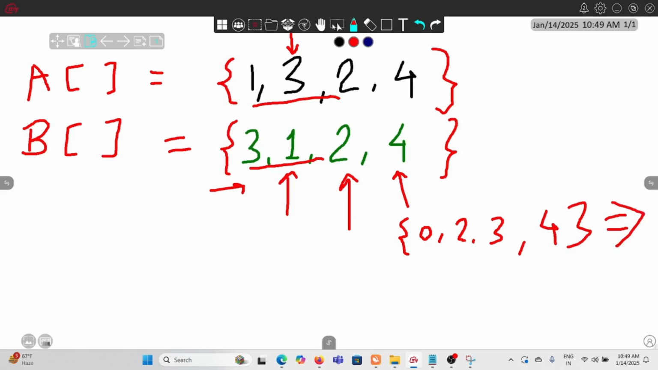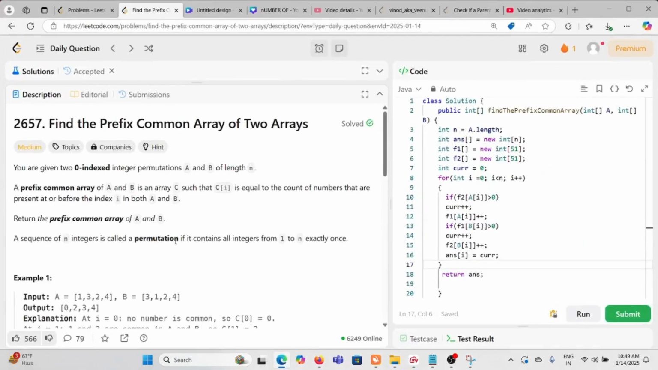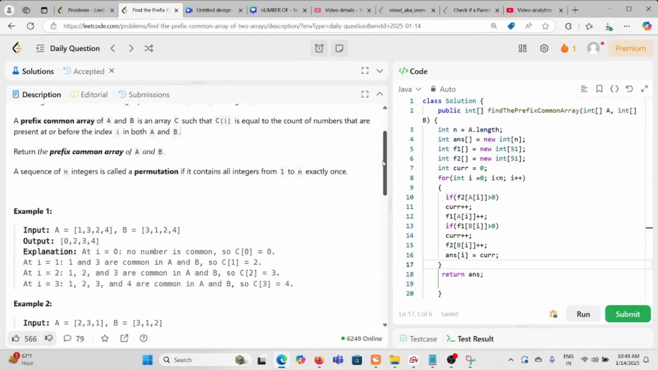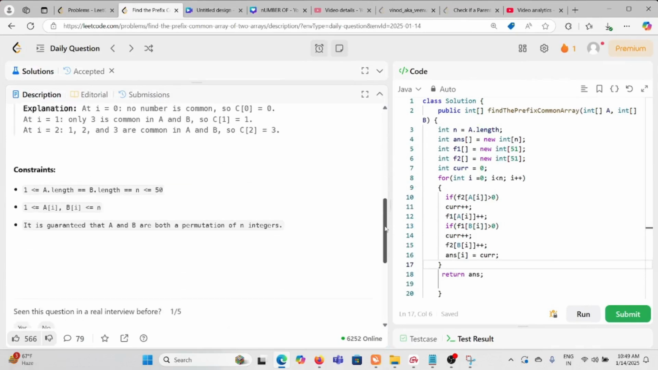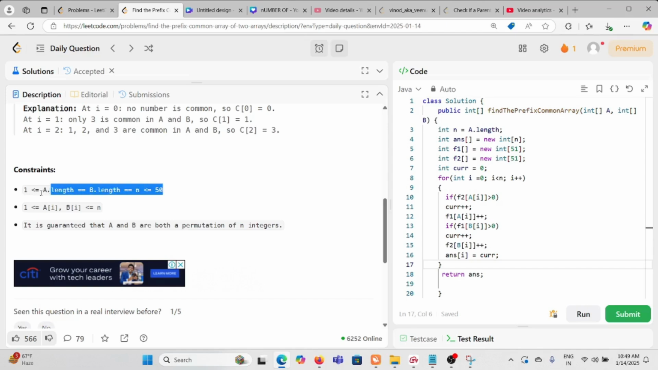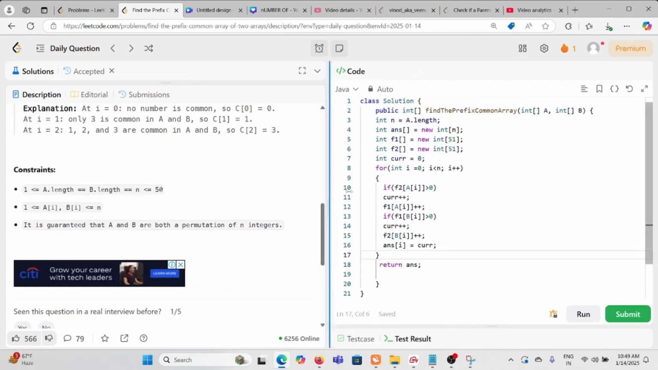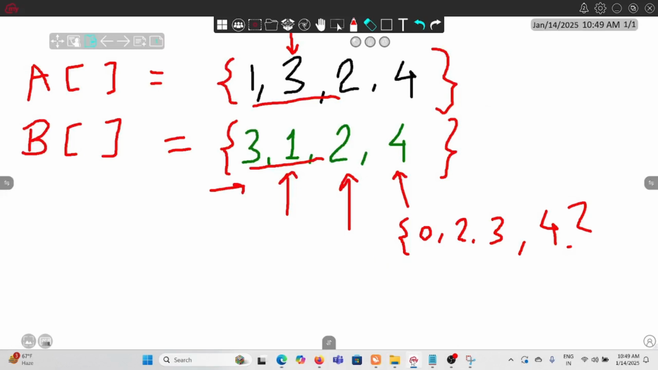So now the thing is how to do that. As it is mentioned in the given question, if you go downwards, see here, n length is only from 1 till 50, including 1 and 50. So we have a limited number, so we can use a frequency array here. So we'll tell you what the approach is. Let me remove these things, these are of no use for us.